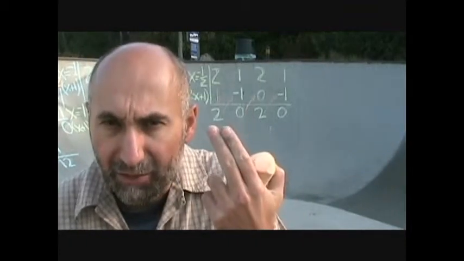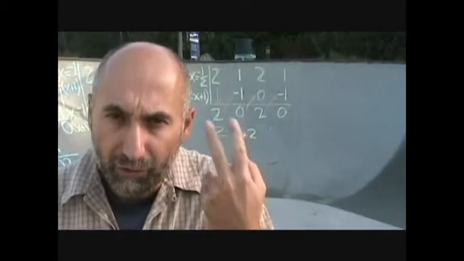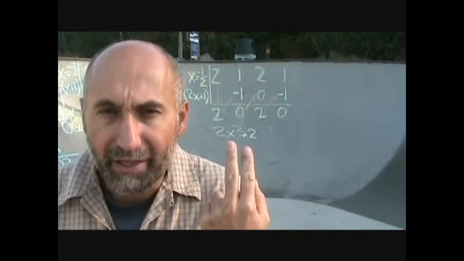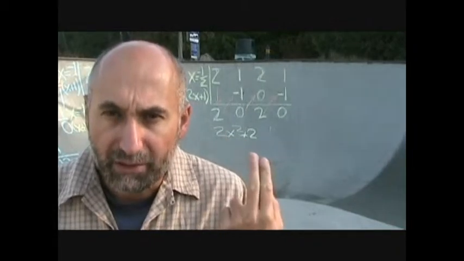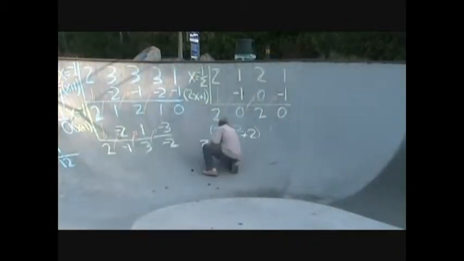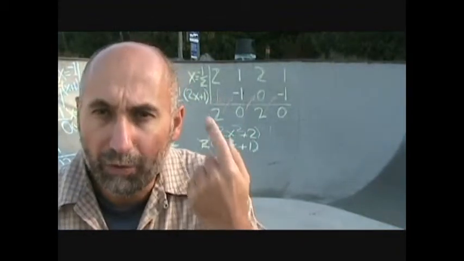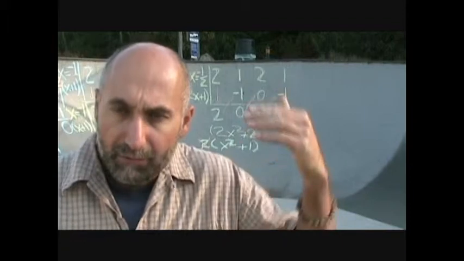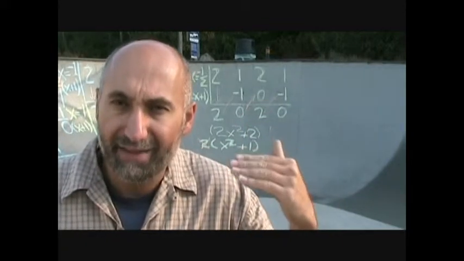You want to get rid of your fractions, because that's the cleanest way of writing something. So this guy here becomes 2x squared plus 2. We're just going to put brackets around here, take out the 2 and dump it, and what we end up with is x squared plus 1. That's the polynomial we've gotten down to.